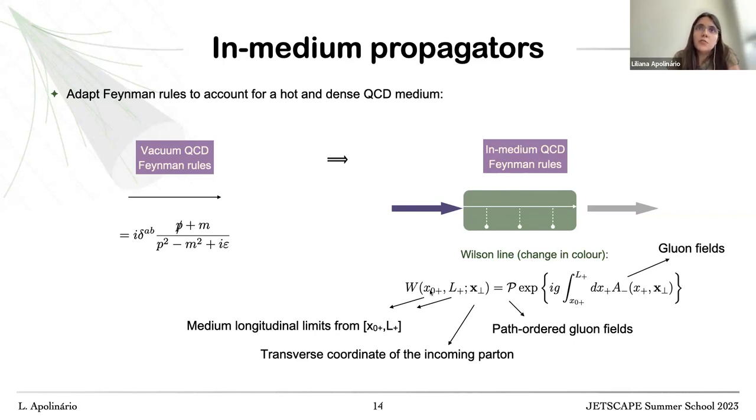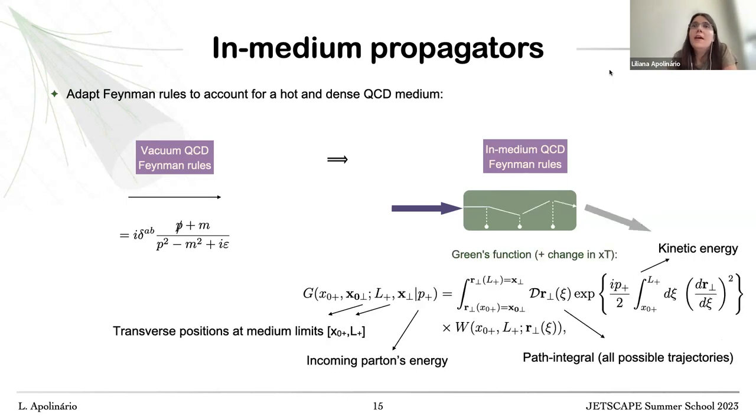So in this kind of propagator, we need to make explicit the longitudinal limits of the medium that the quark is traversing. The transverse coordinate, in this case, is kept basically unchanged. And then, as you can see here, it is just the product of the interactions with the color fields of my medium, in some sort of path-ordered line along the quark direction. And this is basically the interpretation that we give to this Wilson line. Of course, we can be a little bit more refined in these calculations and assume, for instance, some sort of transverse momentum kick for each interaction.